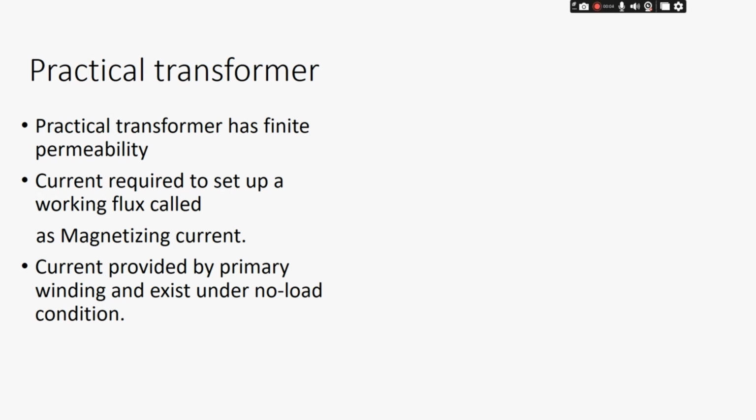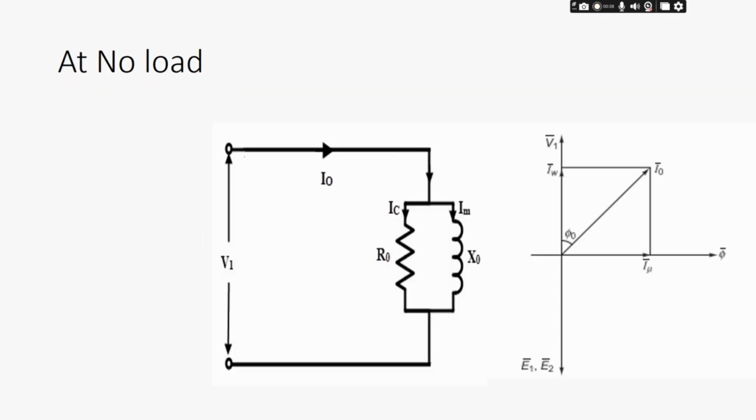As we have seen about the ideal transformer, this will be the practical transformer. So what will the practical transformer have? It will have finite permeability, and some current will be required to set up a working flux, and that current will be called the magnetizing current. This current is provided by the primary winding and exists under a no load condition. So this is about the practical transformer, and the practical transformer relations are very important.